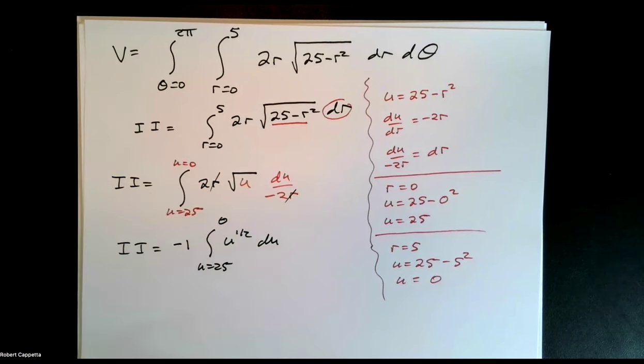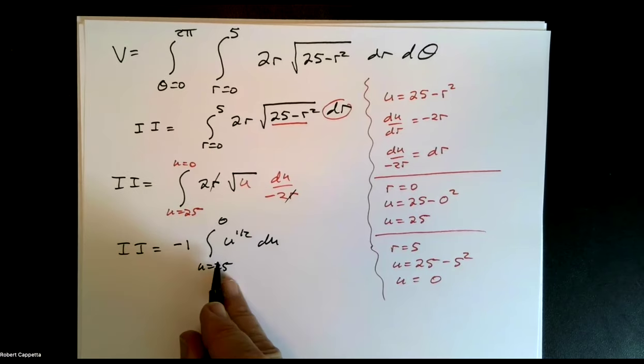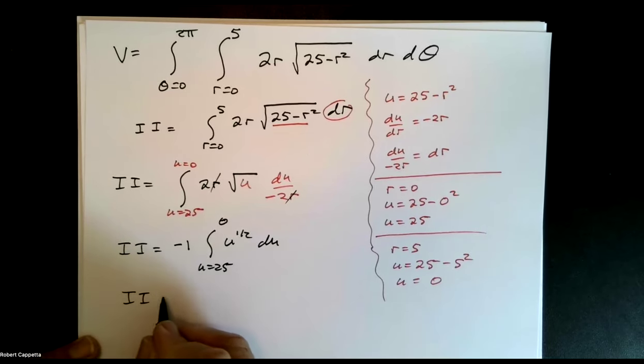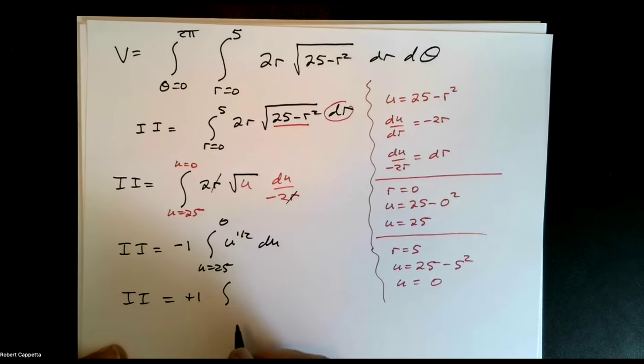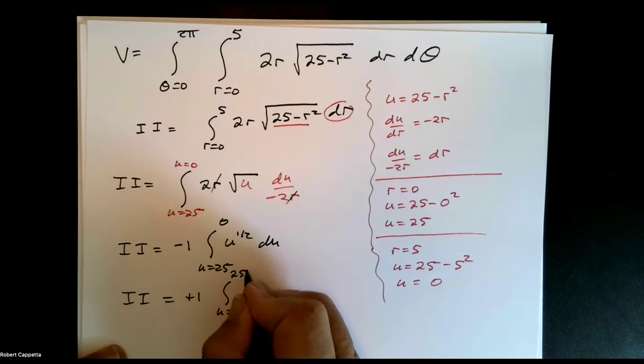Now I don't like going backwards in time. Notice u goes from 25 to 0. I would rather change that order, but if I do that, that requires me to multiply by negative 1. So changing the order of integration, I get plus 1 times the integral as u goes from 0 to 25 of u to the 1/2 du.